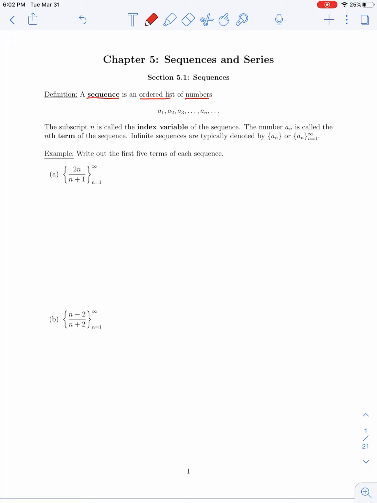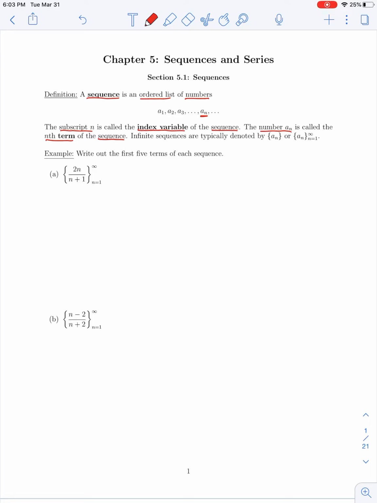A sequence is defined to be any ordered list of numbers. So an infinite sequence would be an infinite list of numbers. So numbers A1, A2, A3, A4, and so on out to infinity. Now, if we want to reference a specific term, we might use the notation A sub n, and the subscript that we're using here, n, is what is called the index variable of our sequence. And the number A sub n itself is called the nth term of that sequence.